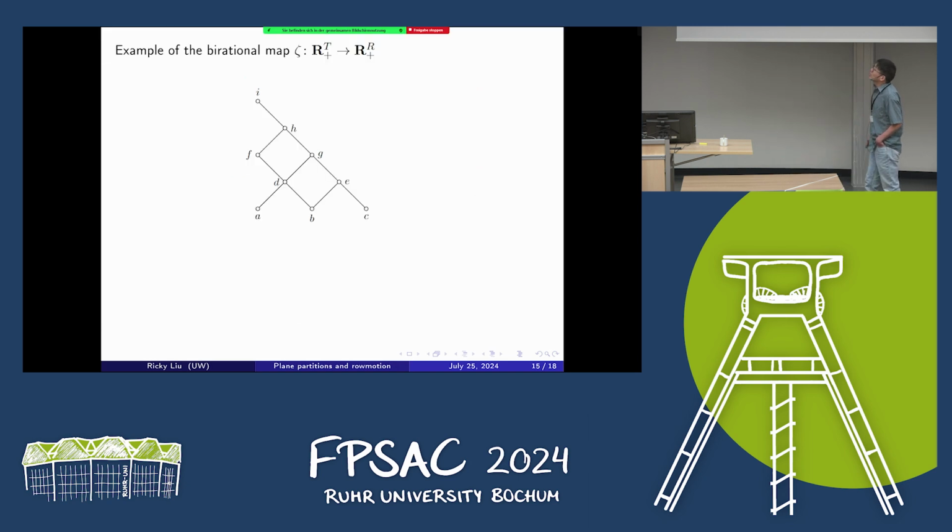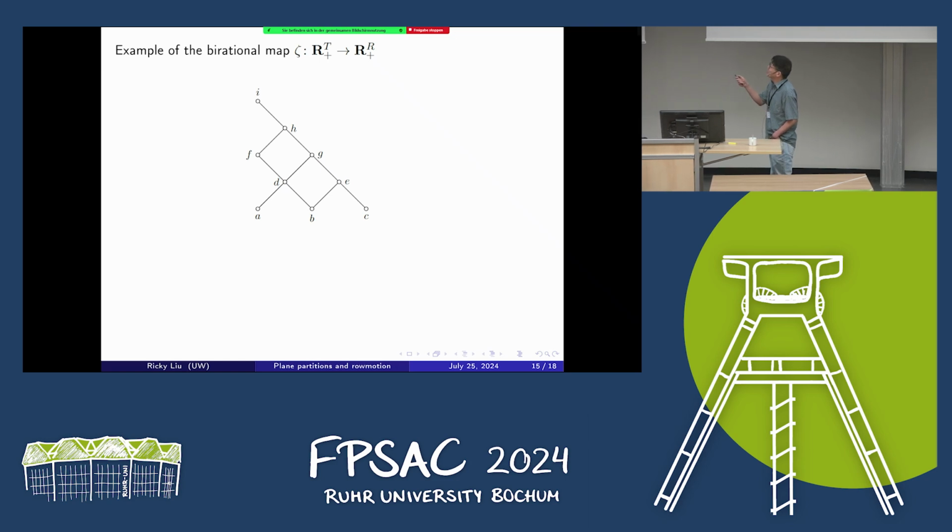Okay, so let me give you an example of what this map zeta looks like in the birational case. I made it a little smaller so that I wouldn't have to write as much. This is the trapezoid 3,3, which is actually sort of a triangular shape. Imagine this is our original labeling of a trapezoid 3,3. So what do we do? We do the same thing.